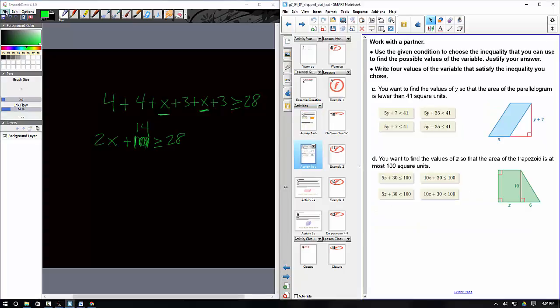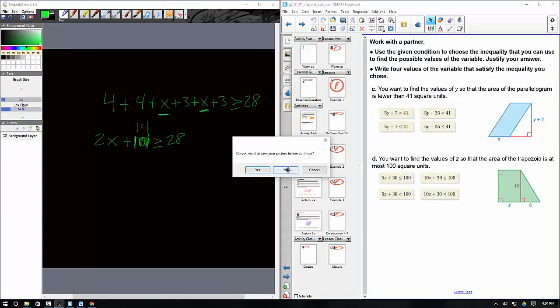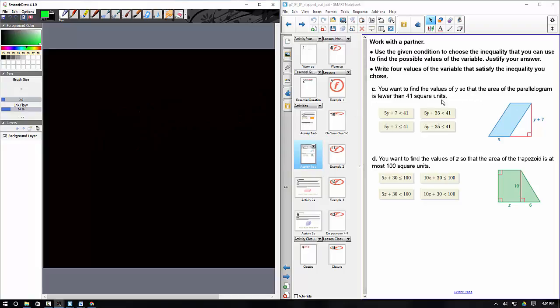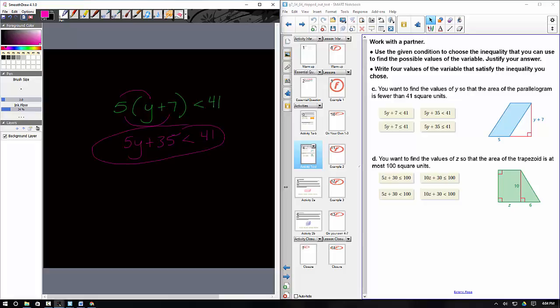For this one, it says the area of the parallelogram is fewer than 41 square inches. The way to figure out the area of a parallelogram is to take 5 times y plus 7, and that's all going to be less than, fewer than 41. So I have to distribute. 5 times y is 5y, and 5 times positive 7 is plus 35, and that's all less than 41. I have this value right here, so the second one.